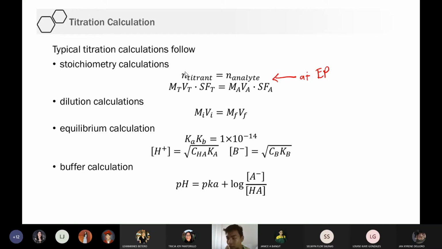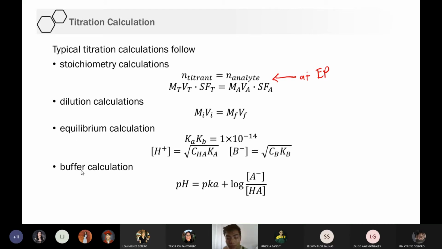And we also know, to compute for the concentration of acid, we can use the square root of CaKa. Okay? So instead of using quadratic equation, we can simplify that using small x approximation as the square root of CaKa. Okay? So alam nyo na yan. And if you apply it sa base, you will get this equation naman, CbKb. Okay? So magagamit natin to later on.